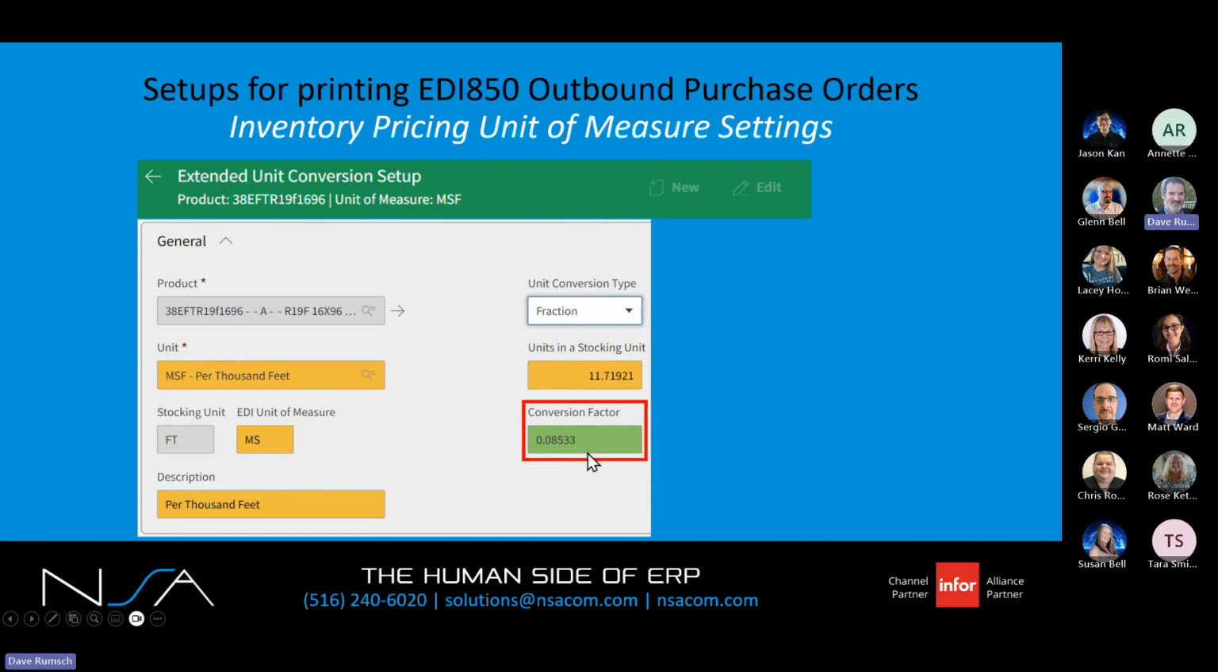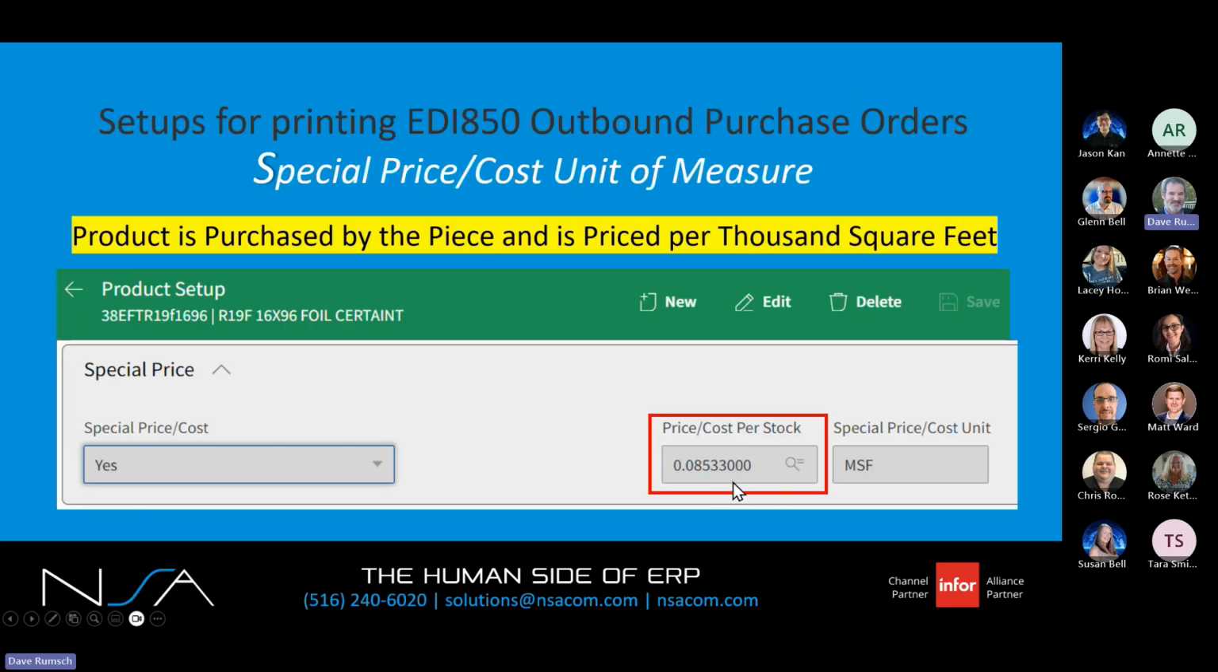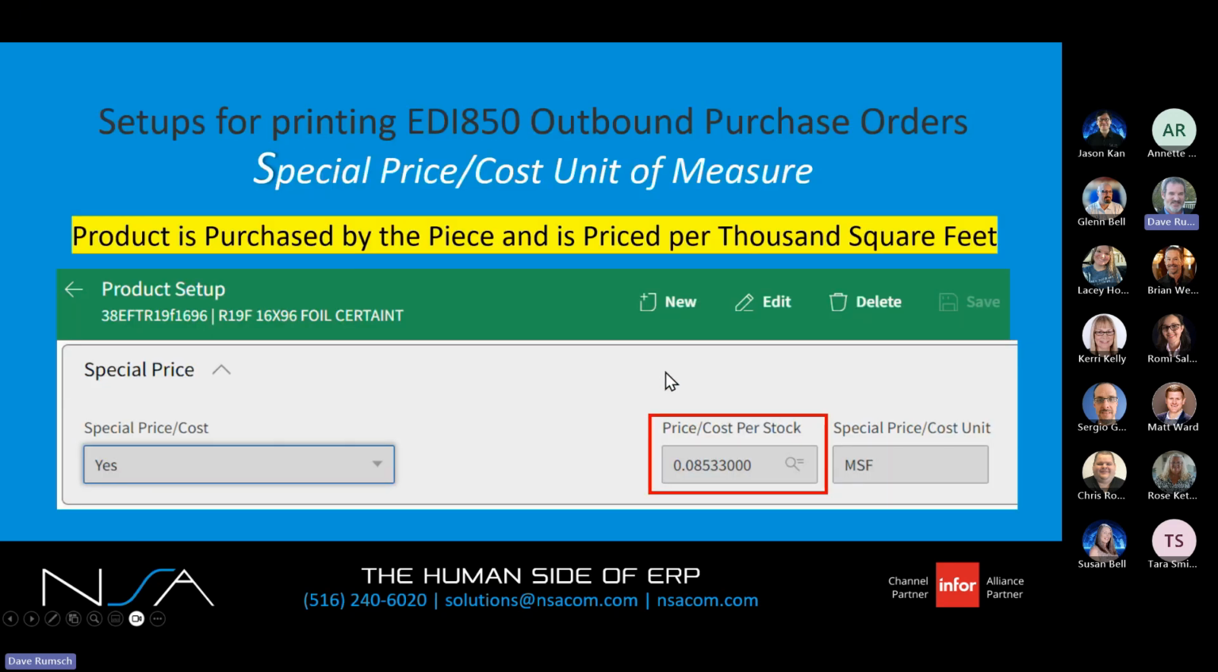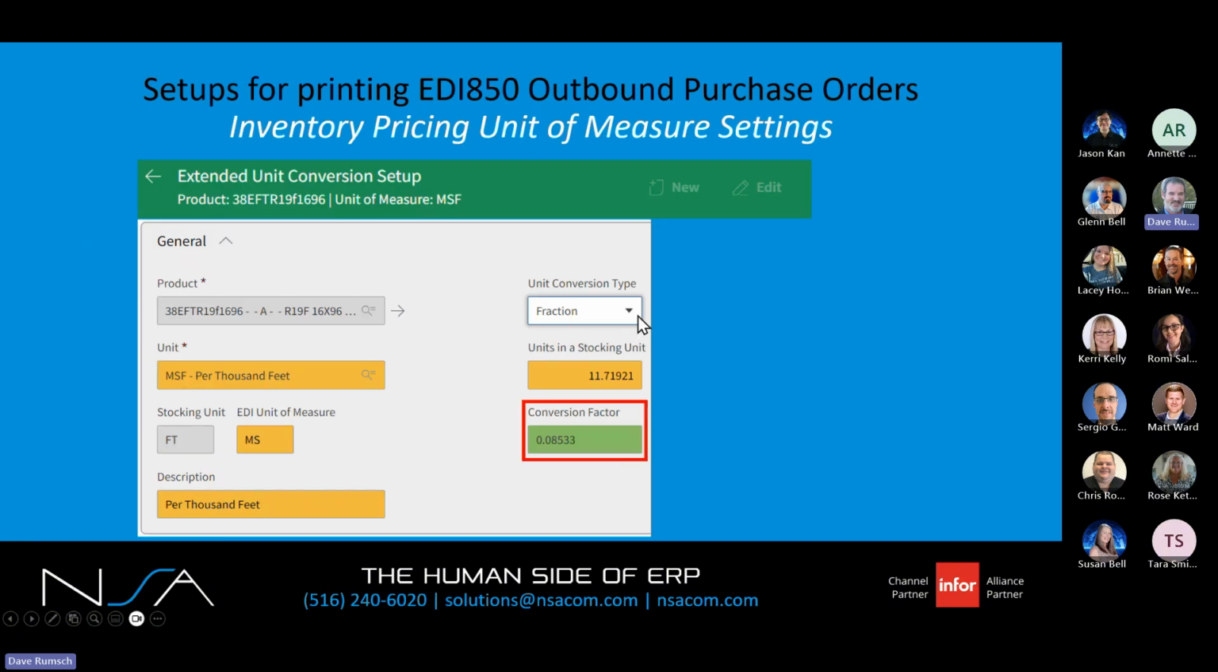Now, the reason that I do it that way is it's much easier than taking this number, dividing it into 100 to come up with that number. Every time you set up a product, much simpler in product setup to just go ahead and set it up as a fraction instead of a multiple and put in the same factor. You're going to put a two-letter extension for EDI, generally the first two letters of the unit of measure you're using, and you're going to be per 1,000 square feet here. That will make it work properly.